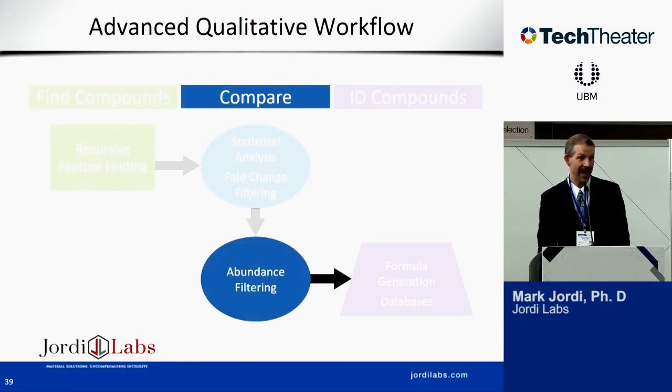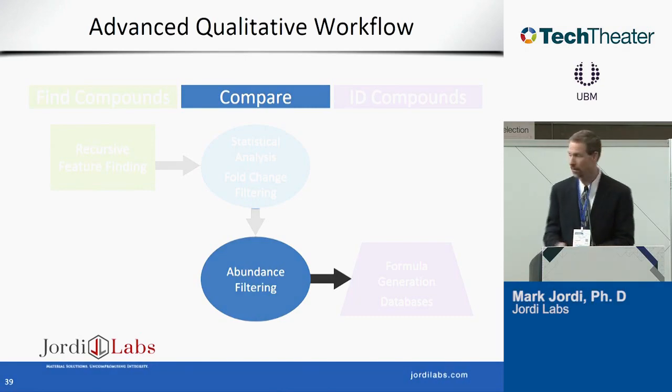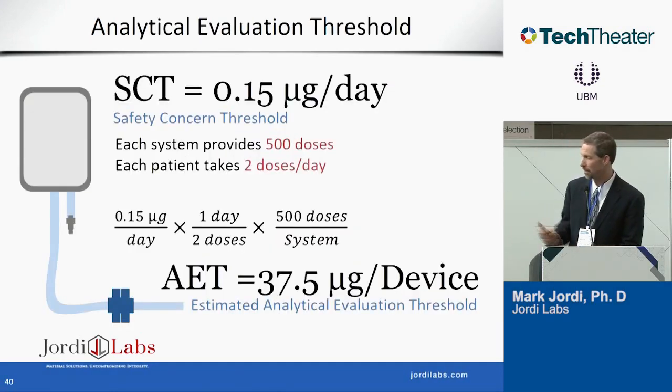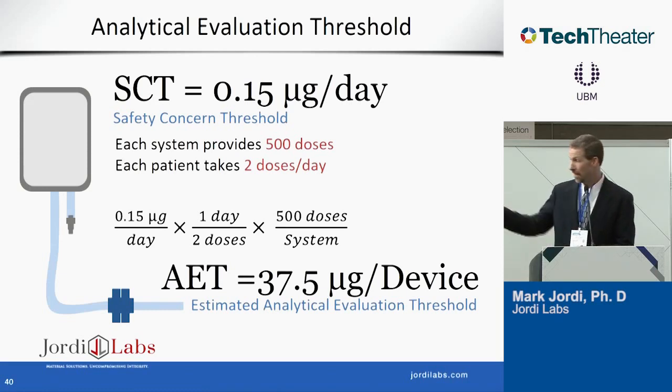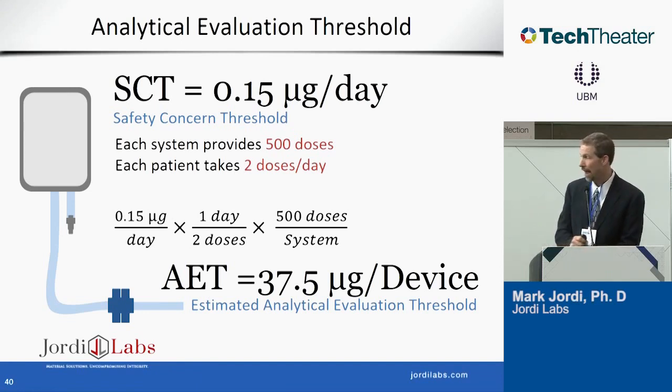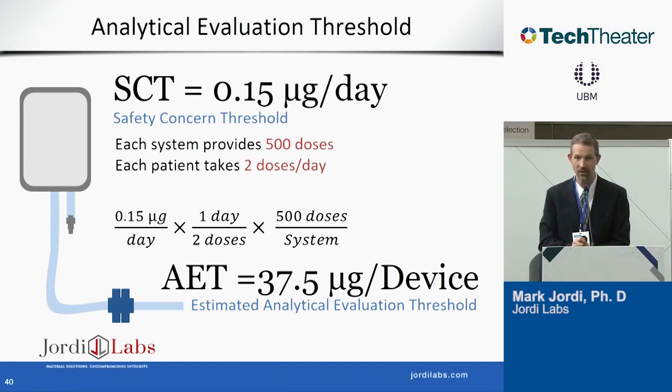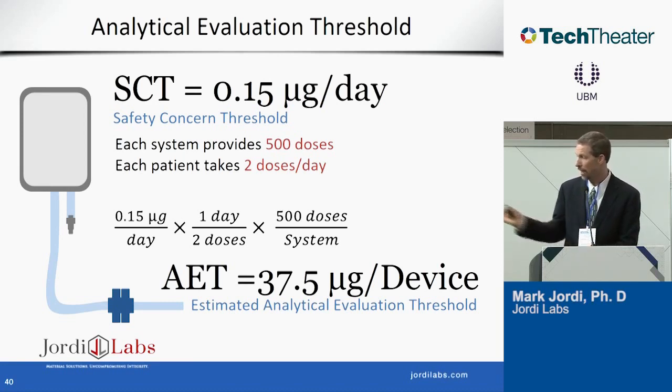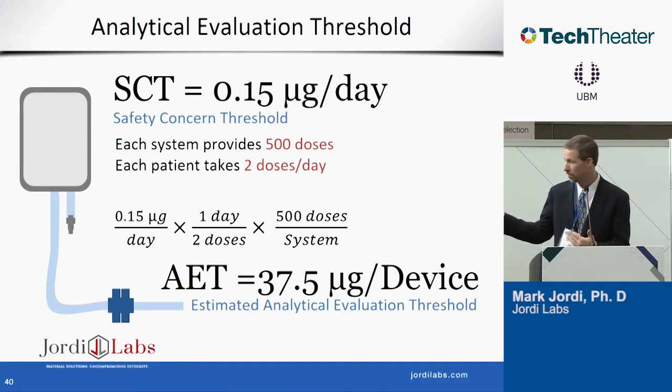The filter we're now going to apply is that AET filter we were talking about earlier, and this is obviously a very important decision because we don't want to miss things that are actually at a toxicologically relevant level. But this filter, as I mentioned, is done by calculating the AET value. So in our study, we're going to make a couple assumptions for the purposes of the demonstration, and we're going to say that our Bioprocess system had contained 500 doses of a medication, and that a patient was to take 2 doses per day. If I use that and apply an SCT value of 0.15 micrograms per day, I'll calculate my safety concern, or my level, my AET level at 37.5 micrograms per device.